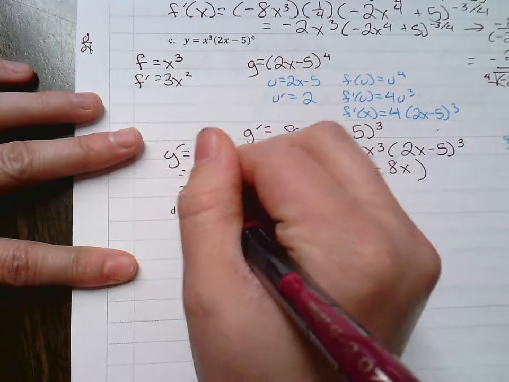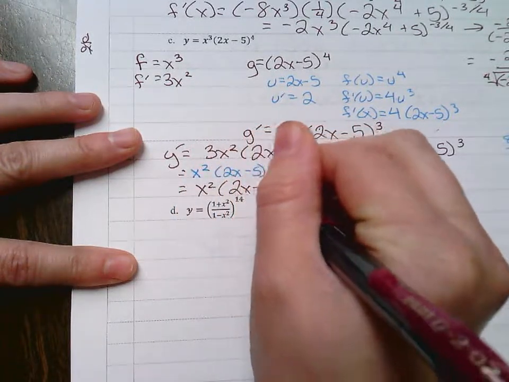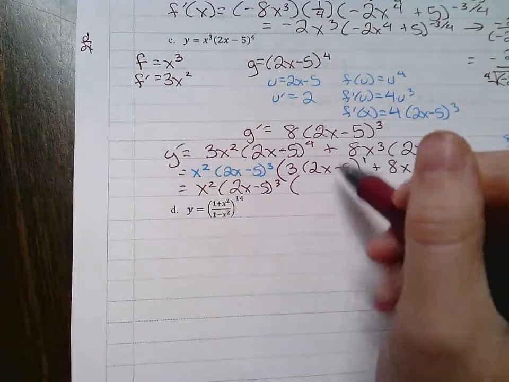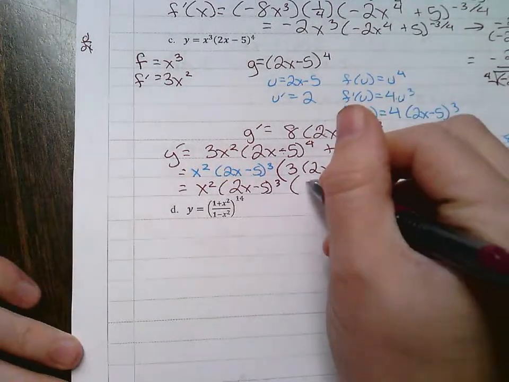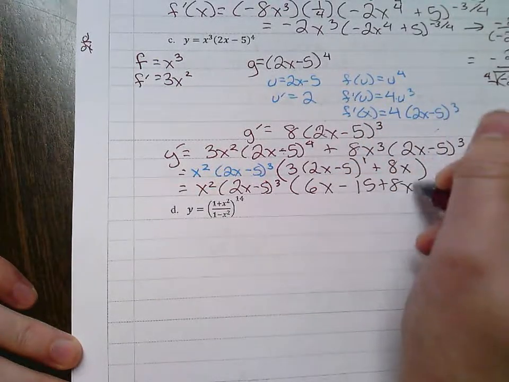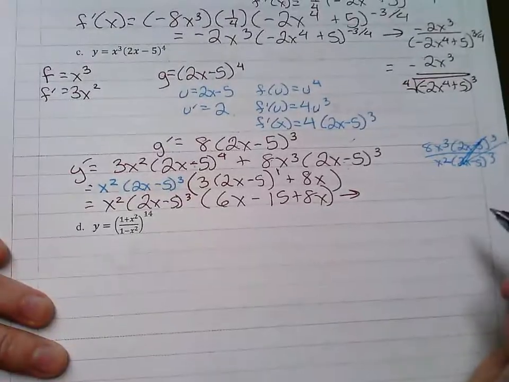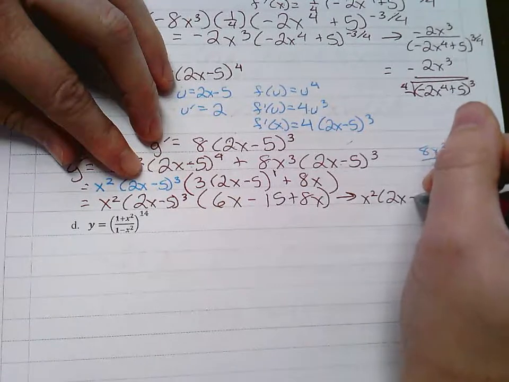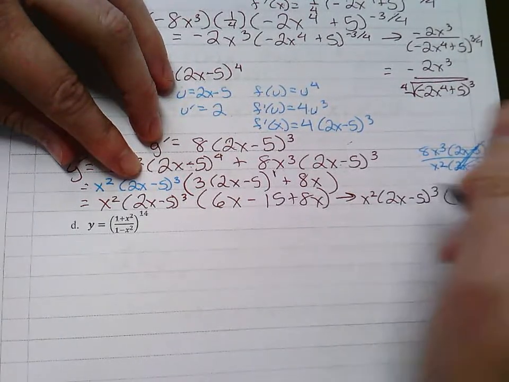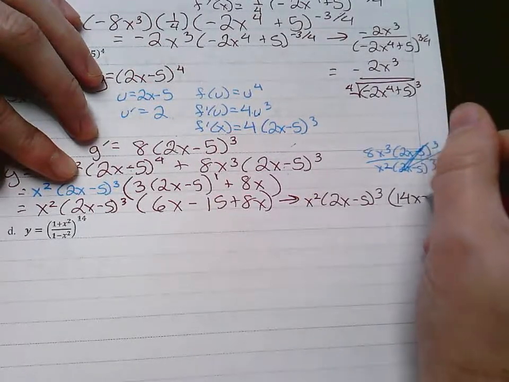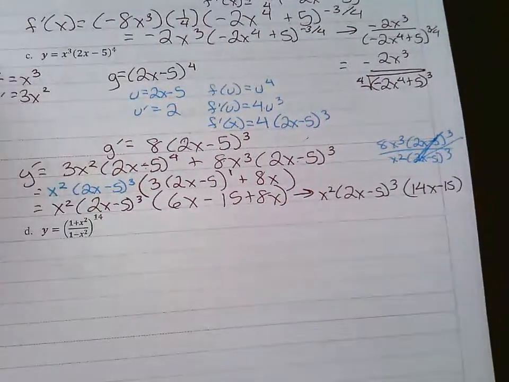So we're going to have x squared times (2x minus 5) cubed times 6x minus 15 plus 8x. One more, x squared times (2x minus 5) cubed, 6x plus 8x is 14x. Okay, that is a completely factored chain rule.